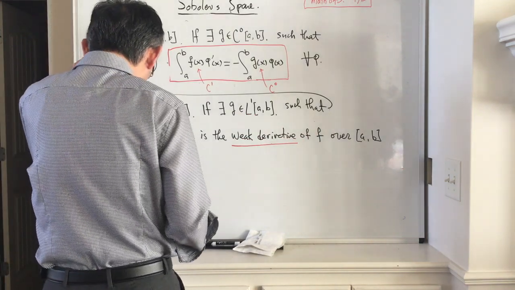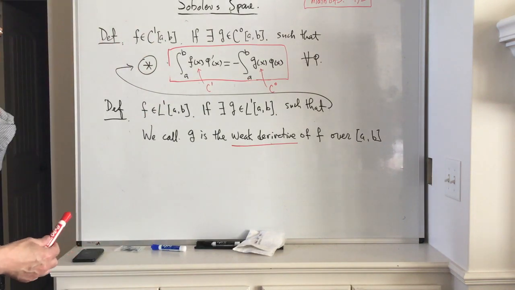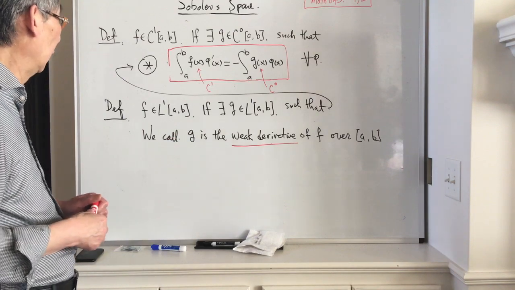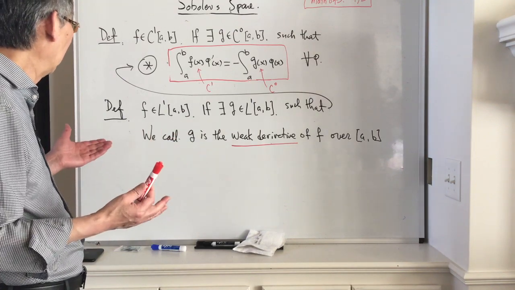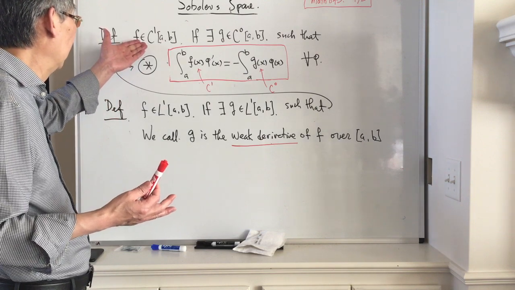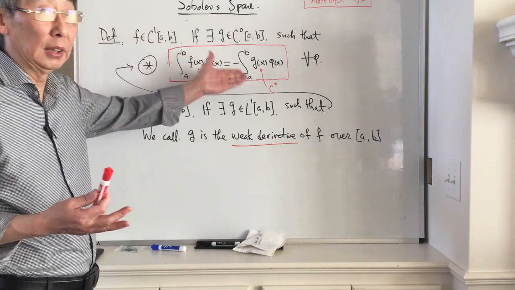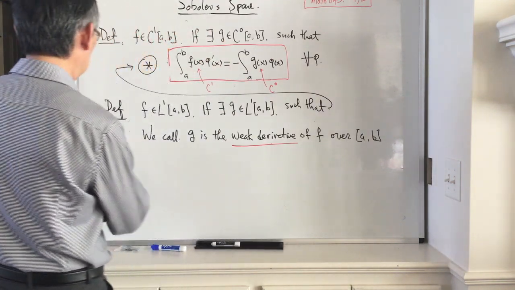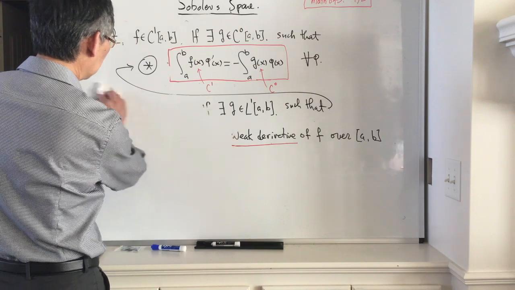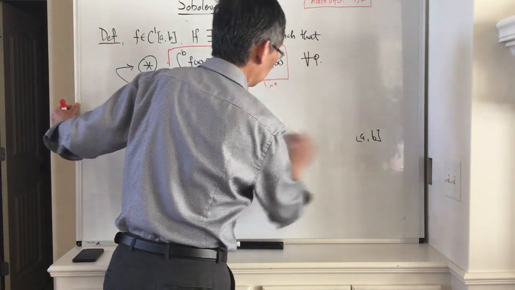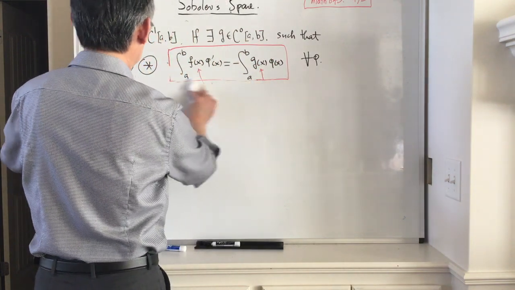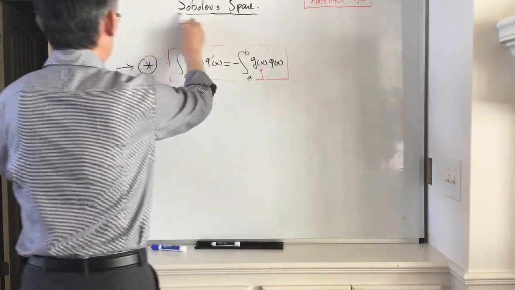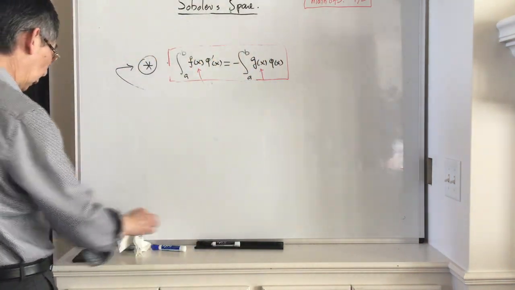Now we are going to see an example first before we move on. The example shows that such things do exist. This means you can always find a function which is not in C1, but whose derivative exists in this sense. That derivative is the weak derivative. So we're going to see an example. I'll still leave this formula here.